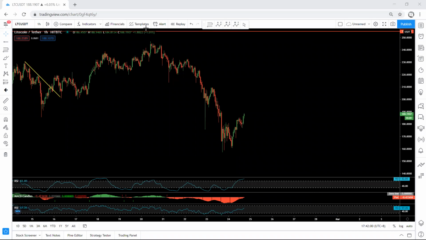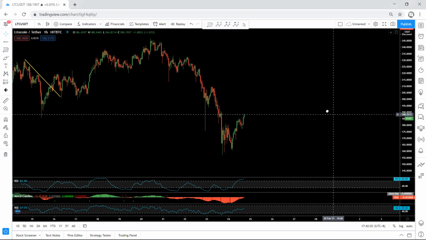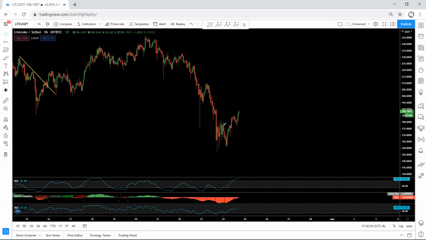LTC, we start with the 1 hour chart. Okay, if we refer to our analysis, in my last video when the price was here, we mentioned we're looking for buy. We need the price to drop before we look for buy or get the buy setup. This is what we were talking about, but the price hasn't broken the top.